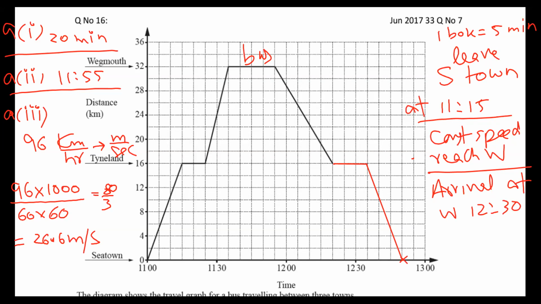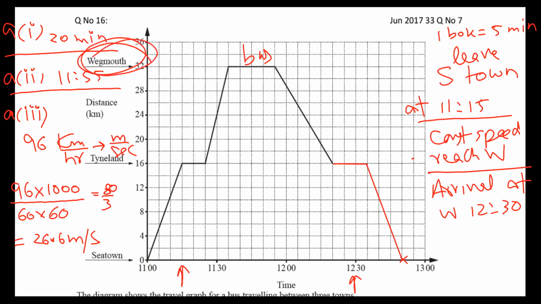Okay, so on the diagram you have to draw it. First of all, my children, it is an easy line. 11:15 is the starting time. Where is 11:15? 5 minutes, 10 minutes, 15. This is the starting time. Where is 12:30? 12:30 is here. This is the ending time. And where is the town W?